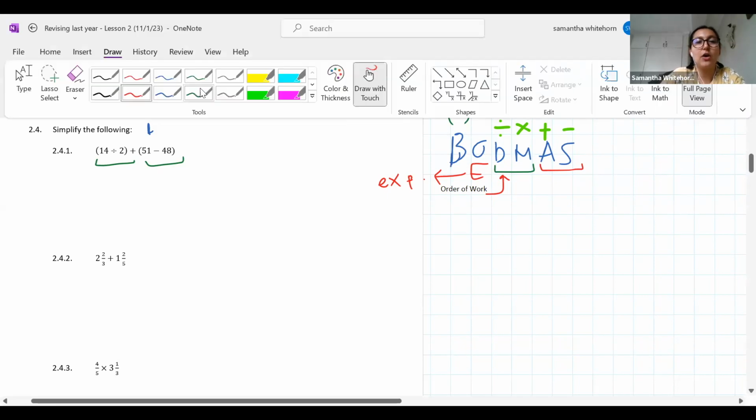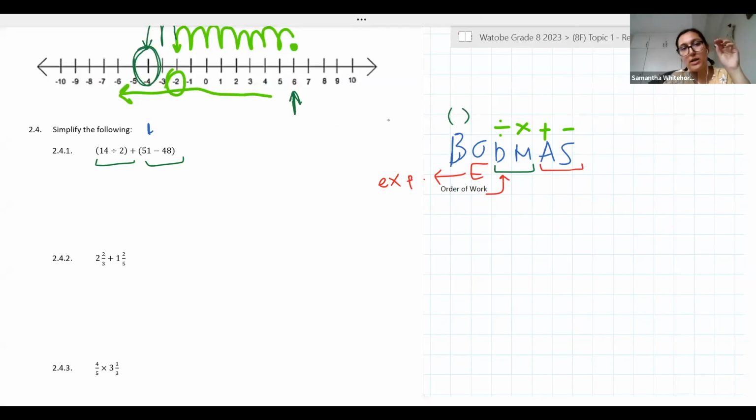Right, so guys, if we look at our first question here, we can see that we've got 2 pairs of brackets. So like I said, we need to deal with those brackets first. So let's start with bracket number 1. Hands up, or you can put it in the chat. Who can simplify that bracket for me? So who can tell me what 14 divided by 2 is?